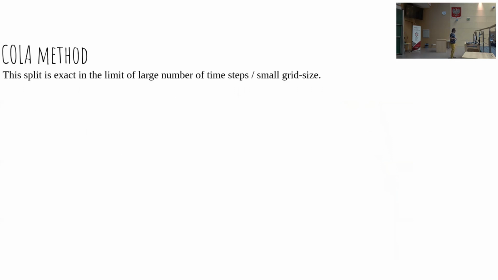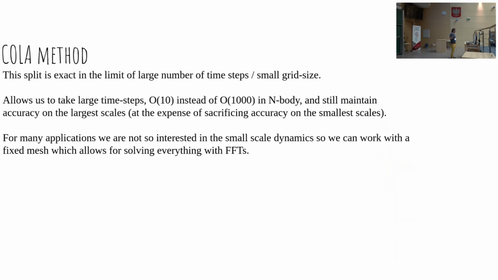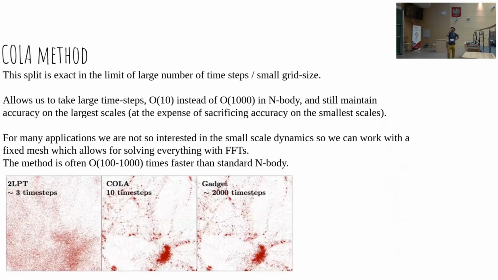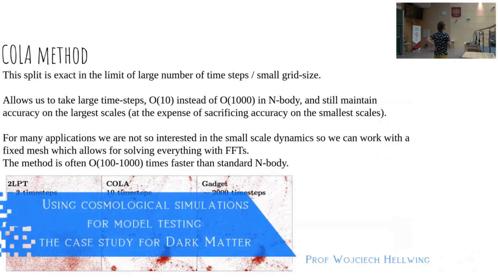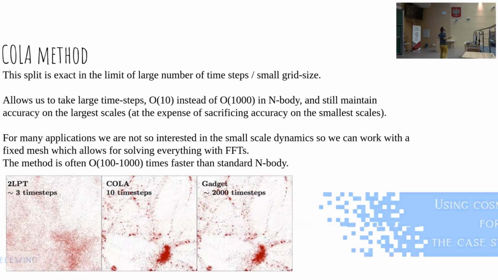But I wanted to show you just a picture. Oh yes. So forget the text maybe, because the fact is that if you want to run full n-body, this would be of the order of 1,000 time steps. With the CORA method on large scales, you can get a similar result, similar accuracy with just 10 time steps, right?